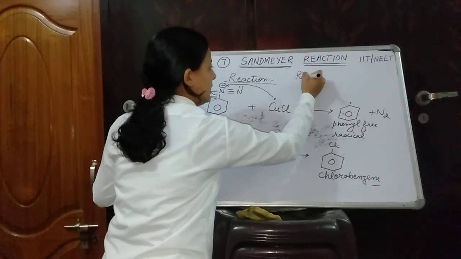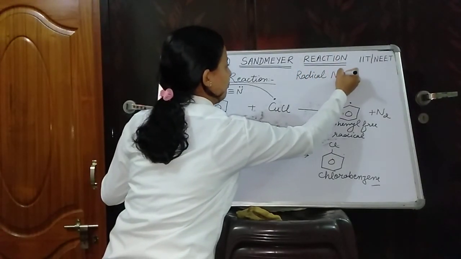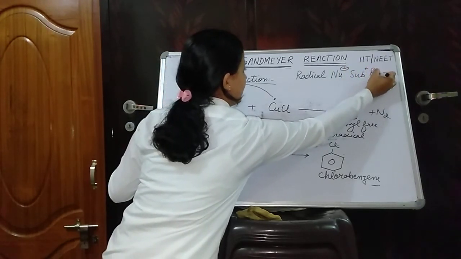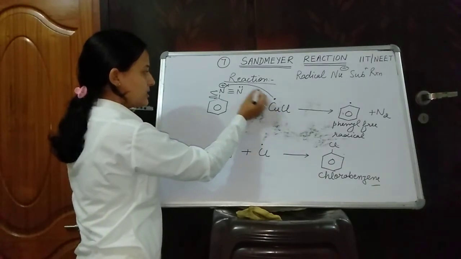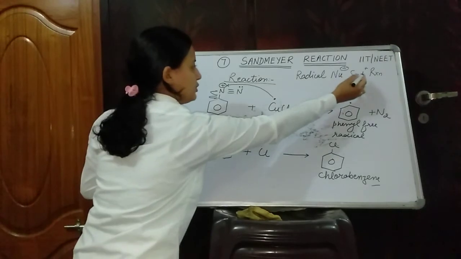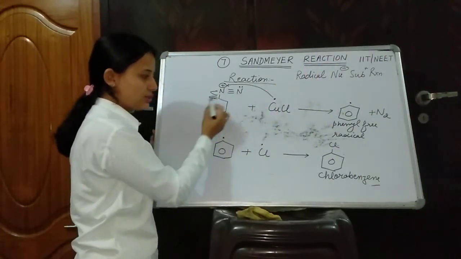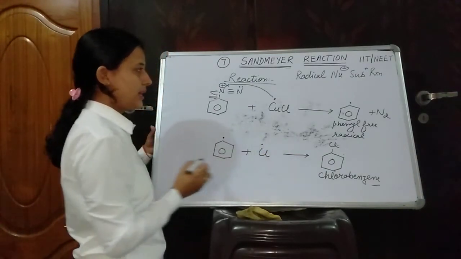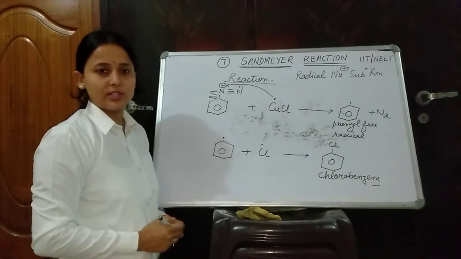Free radical nucleophilic substitution reaction. Free radical, and this works as a nucleophile during the reaction progress. Substitution, that means this N positive triple bond N is substituted by the chlorine free radical. In this way we can understand the reaction mechanism of the Sandmeyer reaction.